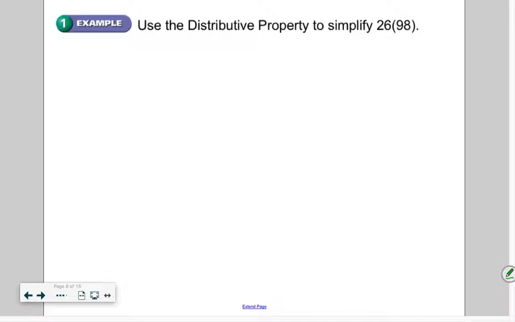26 times 90 plus 8? I think there's another number that's easier to use than 90. What? Someone said it. 100. What can I do to 100 to get to 98? Subtract 2 off of it.